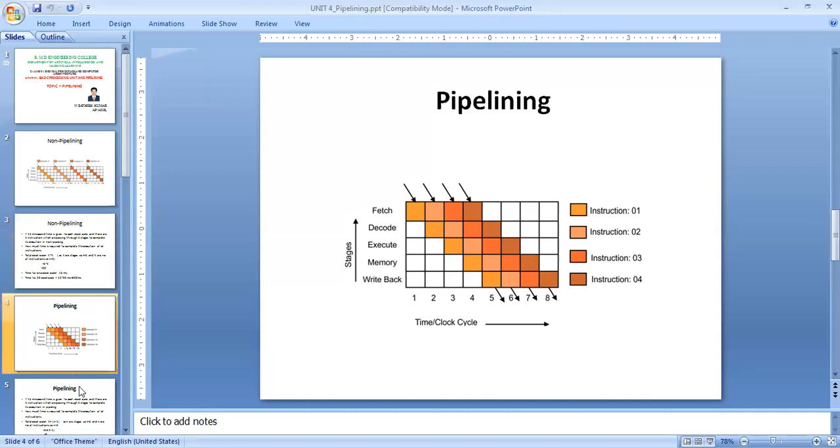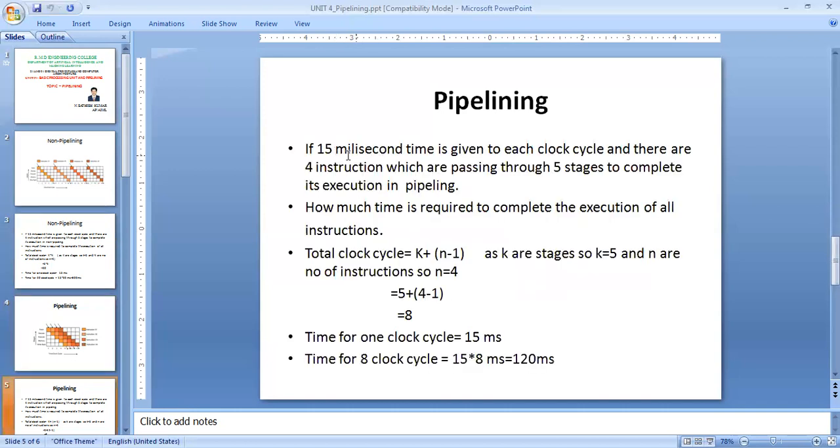Assume that each cycle is 15 milliseconds for these four instructions. For these five stages, we have just 120 milliseconds only. Compared to non-pipeline, where we have 300 milliseconds, in this case it is 120. So the time consumed is very less in this case. So performance is improved by handling the instructions in pipelining.